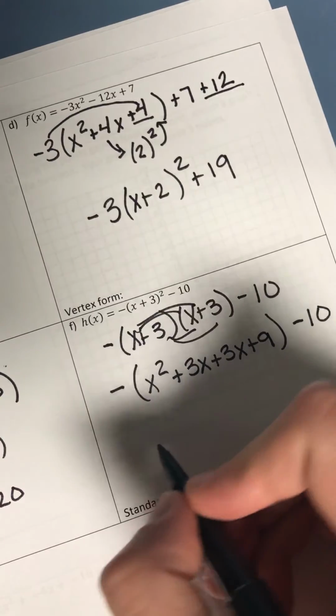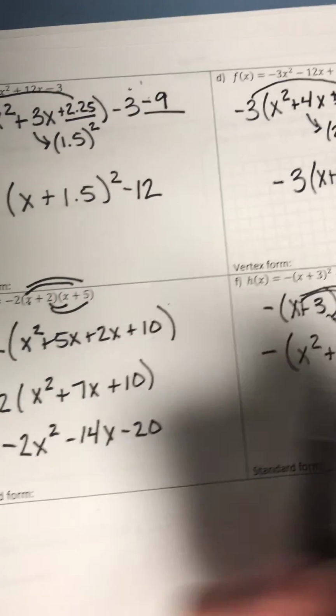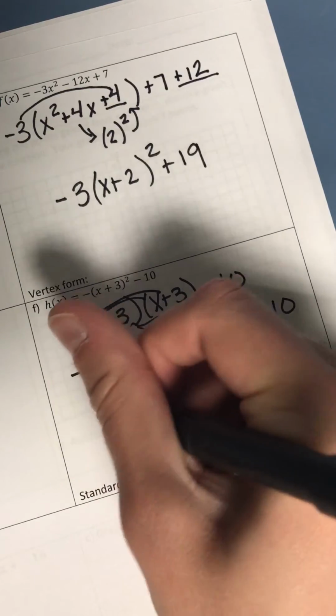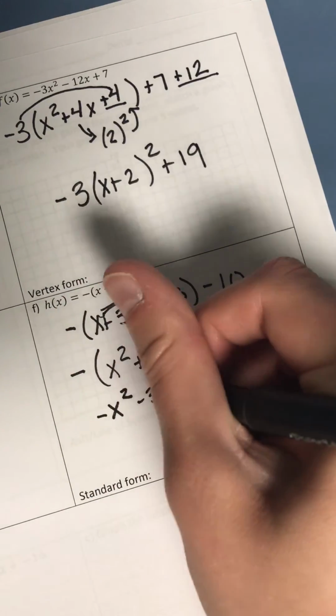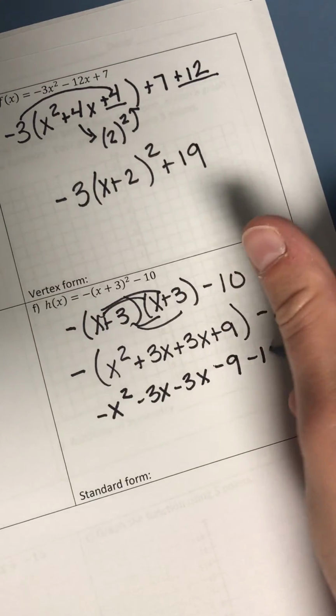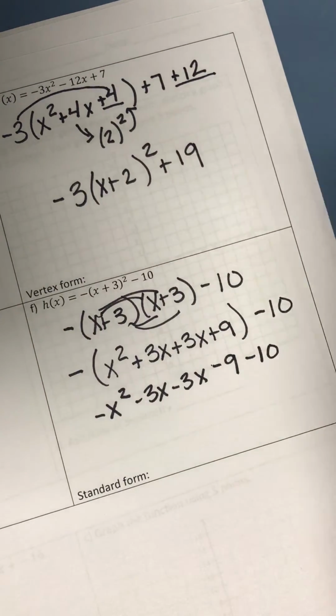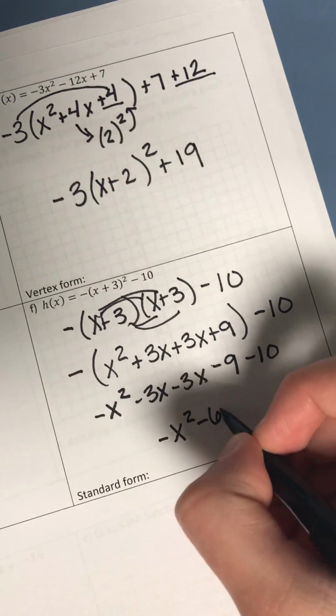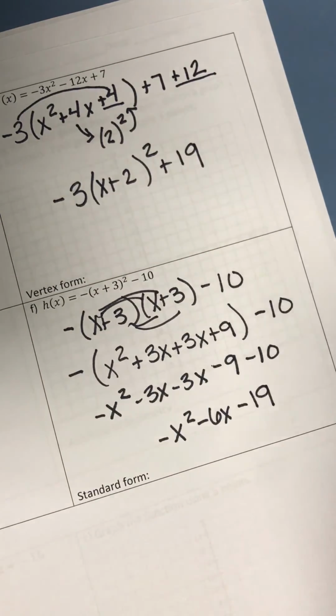Okay. So now just to switch it up a little bit, since I combined like terms first over here, I might distribute first over here. It doesn't matter to me. So I've got -x squared minus 3x minus 3x minus 9 minus 10. And now I've got some like terms I can combine. -x squared minus 6x minus 19.